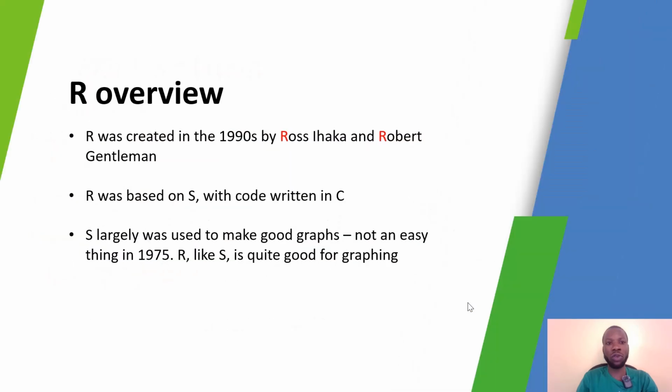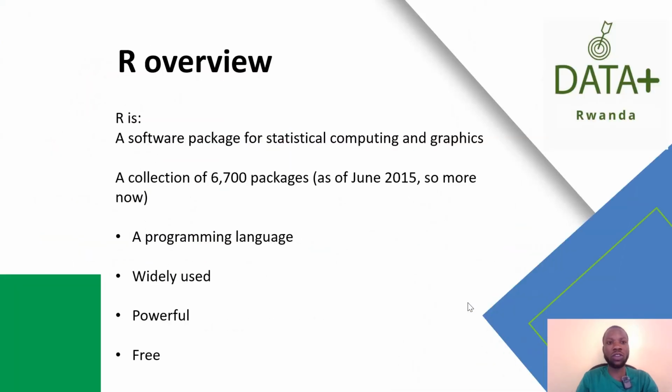So without losing much time, I'm going to start on the R programming overview. I prepared a short PowerPoint that is going to guide us on the overview. Of course, R programming is a software package for statistical computing and graphics. It has a collection of more than 6,000 packages, from a publication that was released in June 2015, and of course it is a programming language, and it is widely used and powerful.